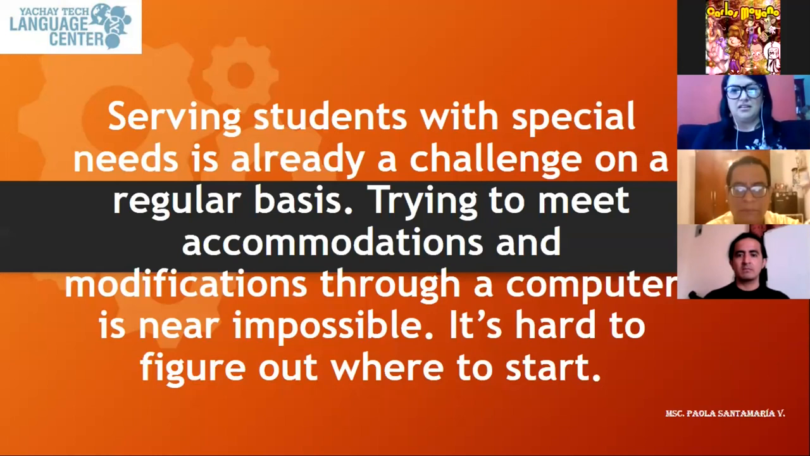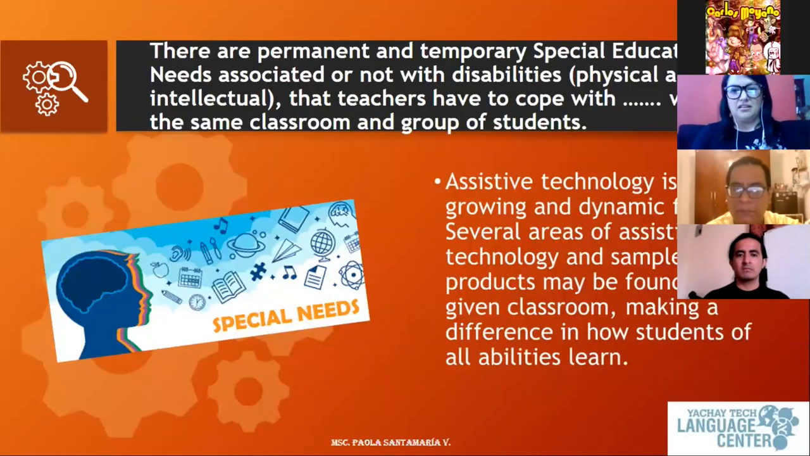Taking this into consideration, we first need to know a little bit of the background in order to identify what special educational needs are. According to what is specified in the law and what we have experienced within our classroom, we can identify two different types of needs: the ones that are permanent and the ones that are temporary. And these two kinds may be associated with disabilities or not.